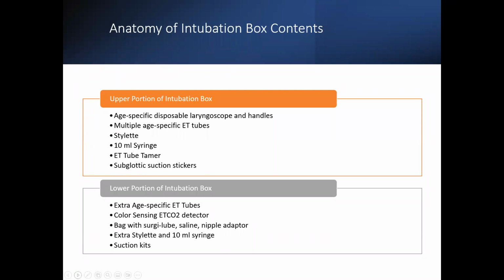The LMAs, we do keep LMAs in the bottom portion of the box. So really the key is the upper portion of the box is what you need more immediately. The lower portion is where we keep things like Surgilube, nipple adapters, an extra nipple adapter, an extra flow meter, and things along those lines. An extra, believe it or not, stylet, etc.